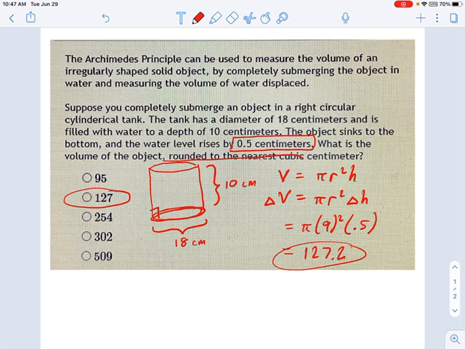The key here is that we are measuring the change in water level. Okay, that's the water level displaced.